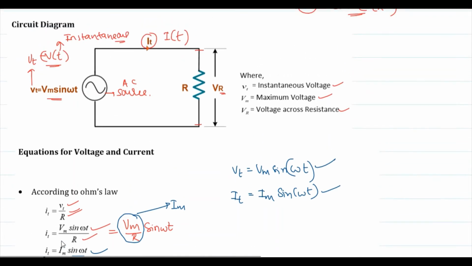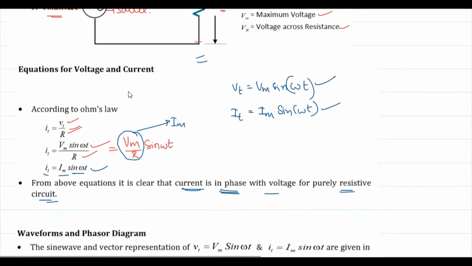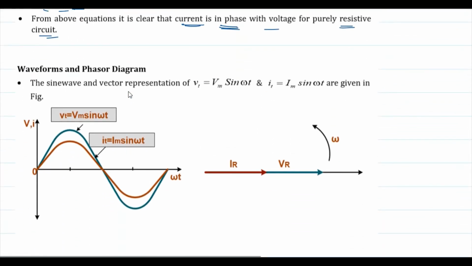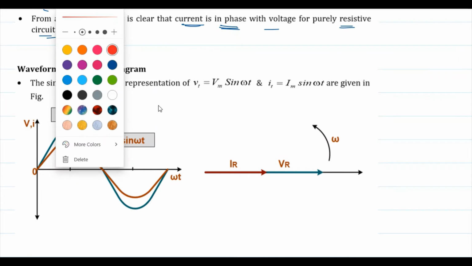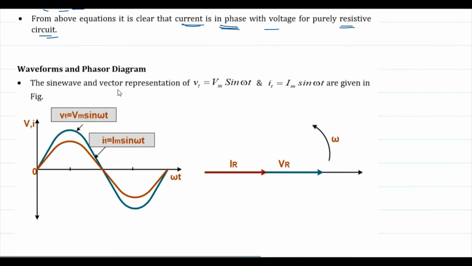There is no other component other than resistance in this AC sourced circuit, right? So that's why it is called a purely resistive circuit. If we look at the waveforms and phasor diagram of this purely resistive circuit, we can see in the figure below the sine wave and vector representation of instantaneous voltage and instantaneous current. So this is a waveform diagram, and this is a phasor diagram.